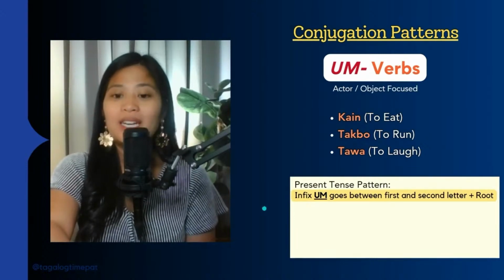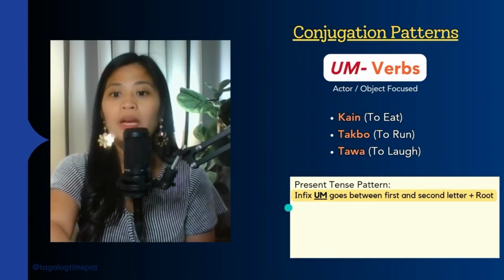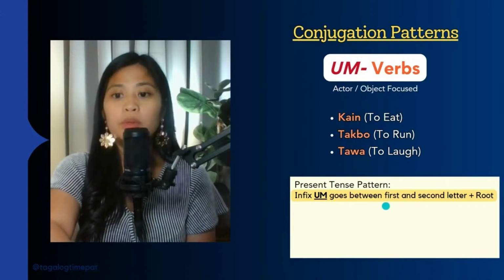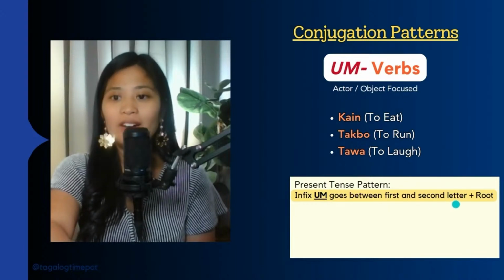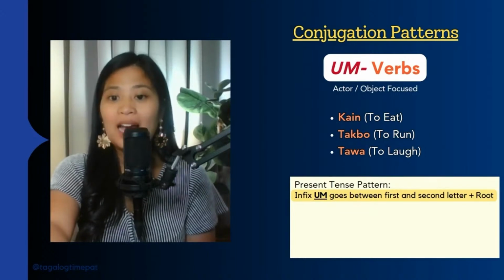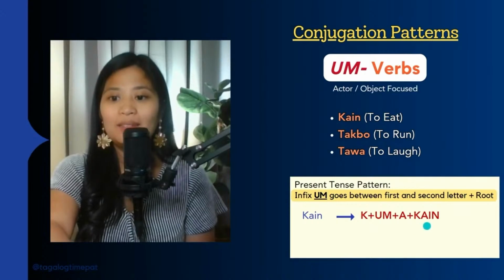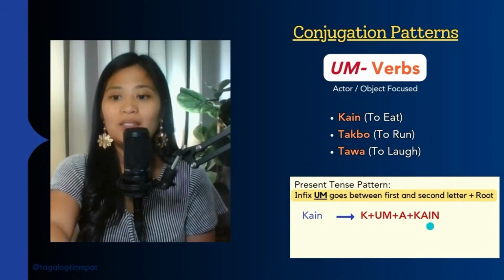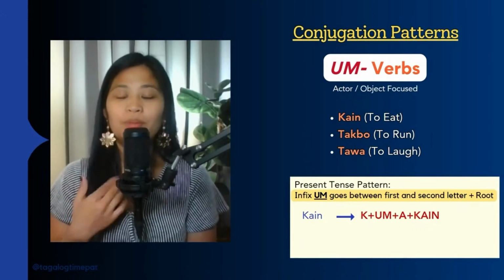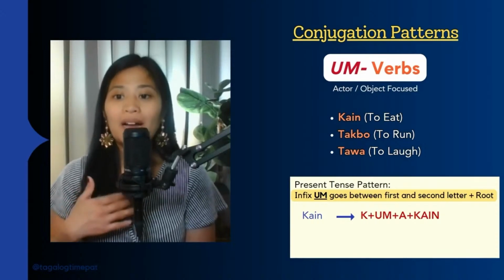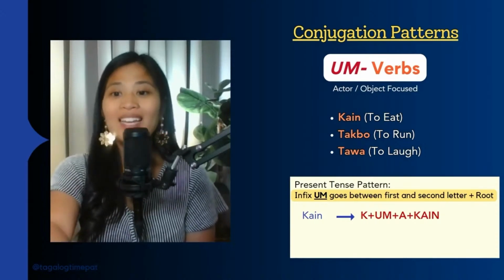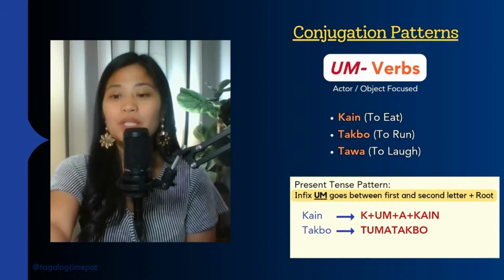So in the present tense, to conjugate an um verb, the infix um goes between the first and second letter, and then it's the root at the end. So for example, kain, to eat, becomes kumakain. Um goes between the first and second letter, and then you add the root at the end. Kumakain ako. I am eating.